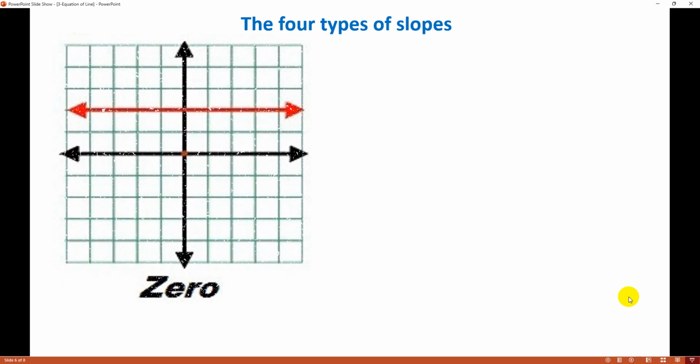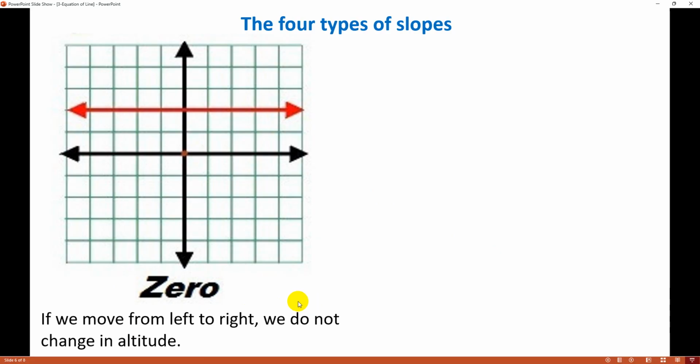Now, in this horizontal line, the slope is 0. If we move from left to right, we do not change in altitude. We do not change the y. As you see here, the x changes, but the y remains constant. So basically the change in y is 0. That's why the slope is 0.